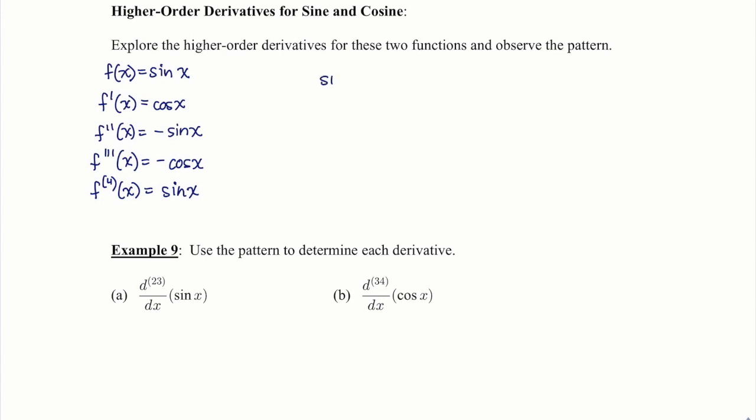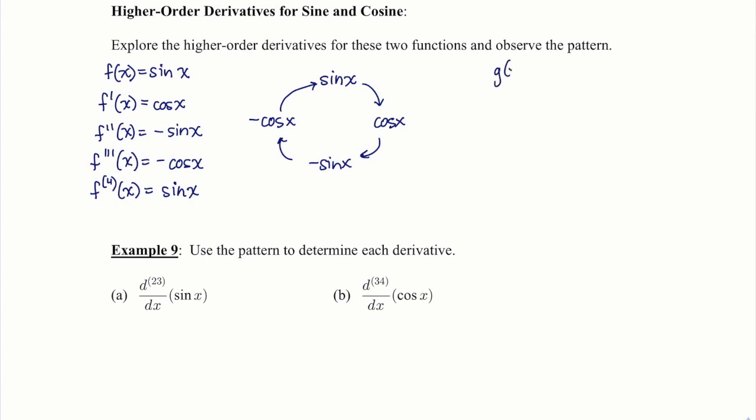So you can kind of see it like this. I've got sine x, and that's going to go to cosine x, and then it's going to go to negative sine x, and then to negative cosine x, and then it's going to go back to sine, right? So every fourth derivative, every eighth derivative, every 12th derivative is going to be back to sine, and they will cycle in this circle, right?